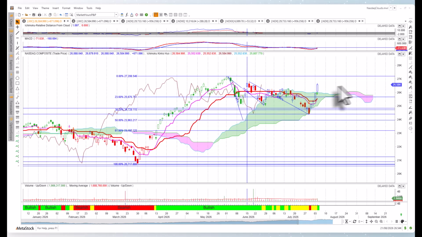Things to watch out for: any kind of dip below the bottom end of the Ichimoku cloud means you go to 100% cash in the market. So the only reason to own the market is when we're trading back above the top end of the Ichimoku cloud. But so far so good.